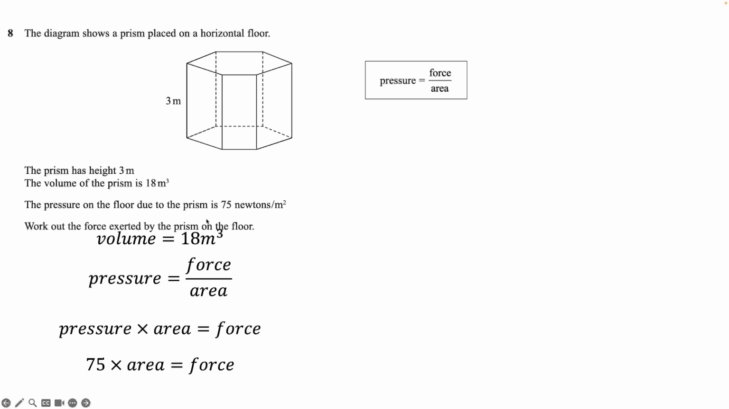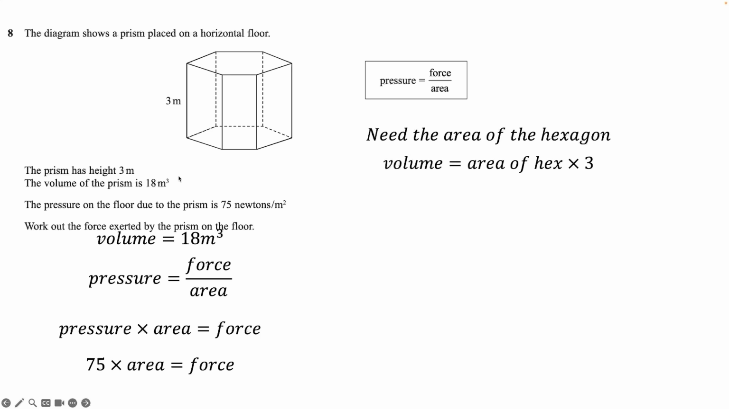So we need to find out the area. Well, what that means is that we need to find out the area of the hexagon, because what the area means is the area of this face, the thing that's actually making contact with the floor. So we're given the volume is 18 meters cubed. Well, the volume is going to be the area of the hexagon times 3, because to find the volume of a prism, we just take the area of this cross-section and multiply by the height, sorry. So the volume is equal to the area of the hexagon times 3. Well, the volume we're given is 18. So 18 is equal to the area of the hexagon times 3. So the area of the hexagon is 18 divided by 3, which is 6.